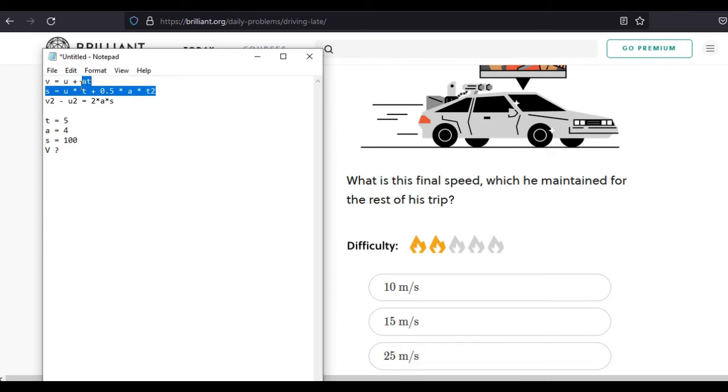Or we can use this. So this has everything, so we can find the value of u because all the others are there, and once we have the value of u, we can use this equation to do it. So let's try this equation.